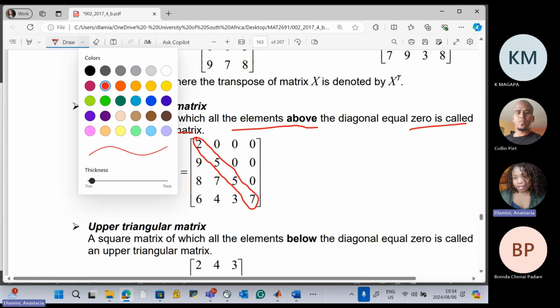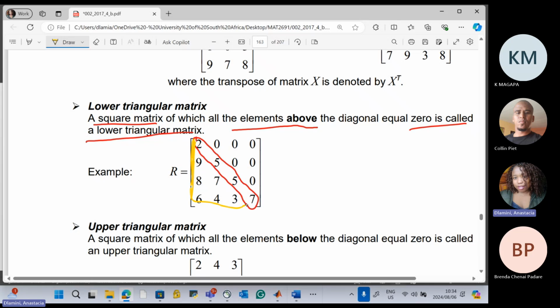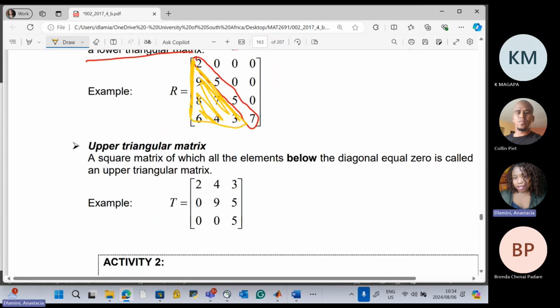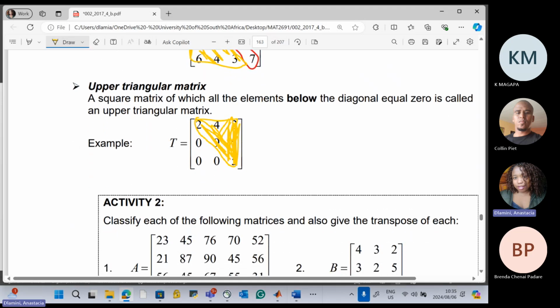Does it make sense now? Yes or no on this one? Lower triangle, there we go. Okay. Now the upper triangle will be the opposite. They say a square matrix in which all the elements below the diagonal are equal to 0 is called the upper triangle. So this is the main diagonal and the elements are up here in the upper part of this triangle. So this is called the upper triangle. Are we all together?